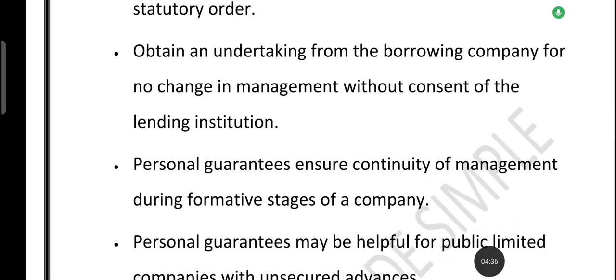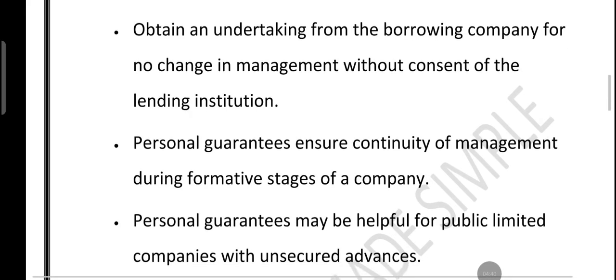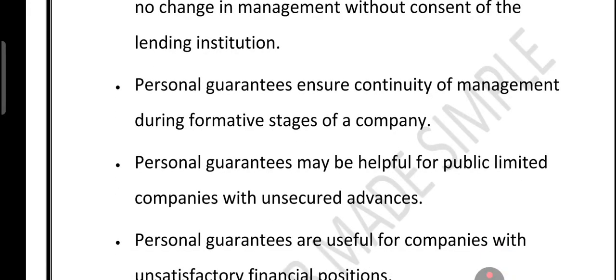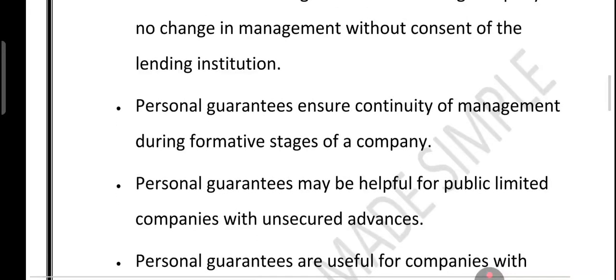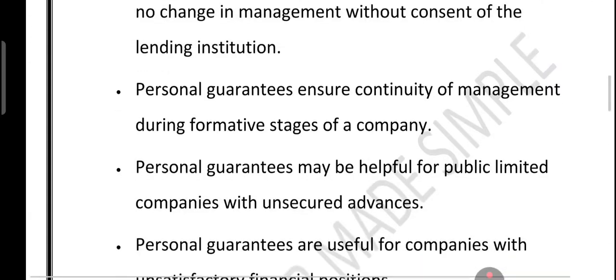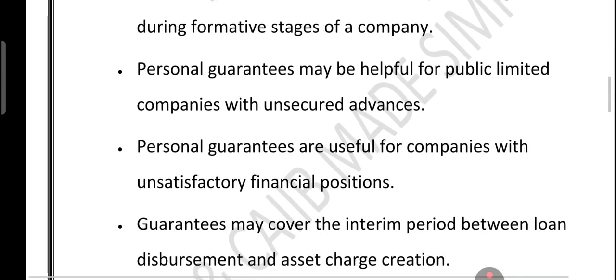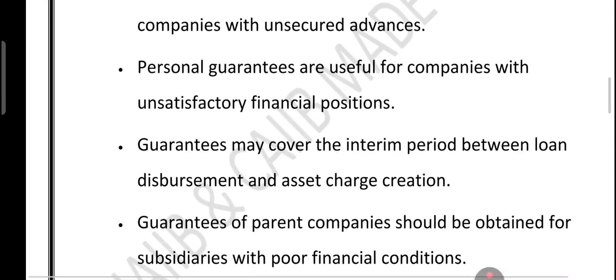Furthermore, for a public limited company taking an unsecured loan, the personal guarantee from a director can act like a safety net. And suppose the company's financial condition is not great, or the parent company is more stable, the bank may ask the parent to guarantee the loan.